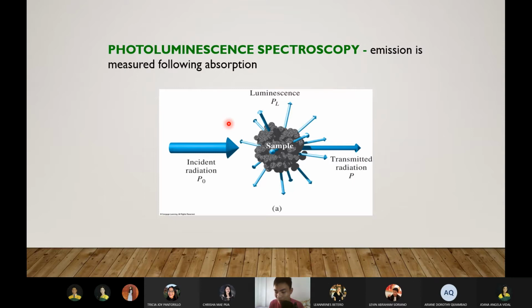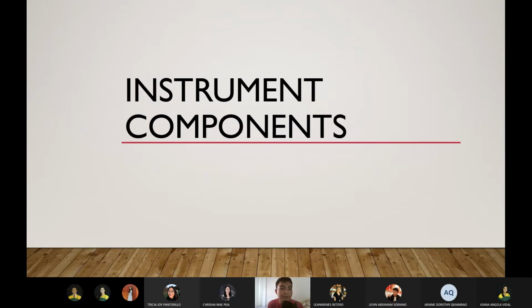We can use that property of light para ma-quantify yung ating matter. Ganun lang din, you can use Beer-Lambert's law. And now, let's talk about the instrument we use, the spectrophotometers. How do they look like inside ba?